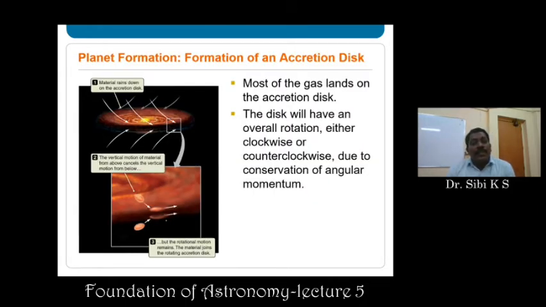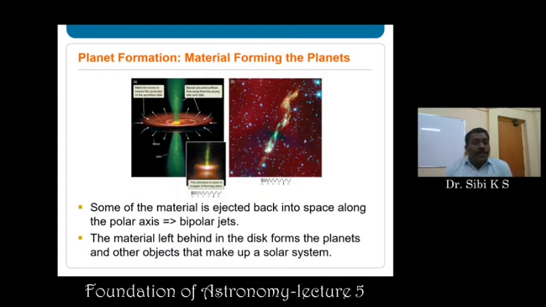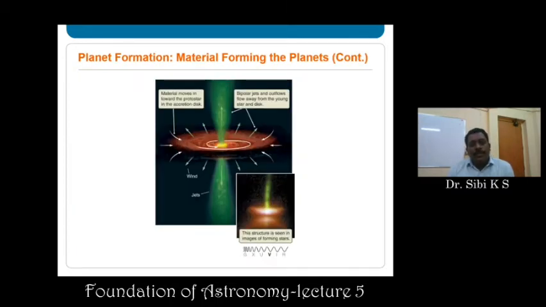Most of the gas lands on the accretion disk. The disk will have an overall rotation, either clockwise or anti-clockwise, due to conservation of angular momentum. Some of the material is ejected back into space along the polar axis, and they are called the bipolar jets. The material left behind in the disk forms the planets and other objects that make up the solar system. So you can see the schematic of these polar jets forming in the protostar.